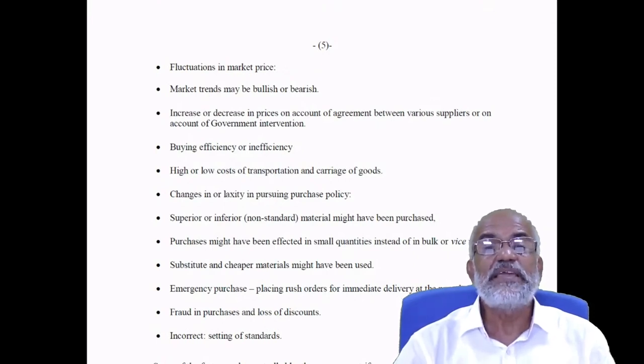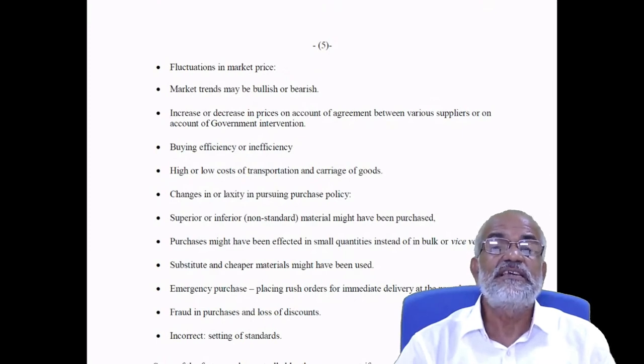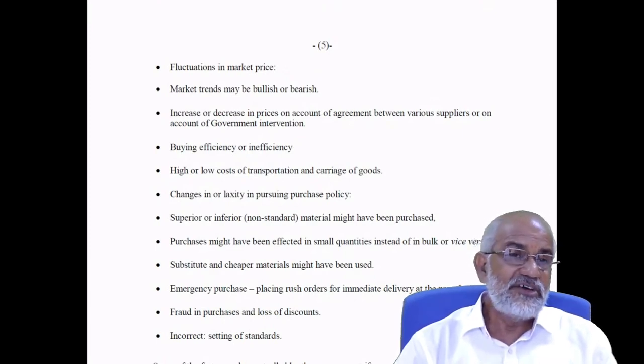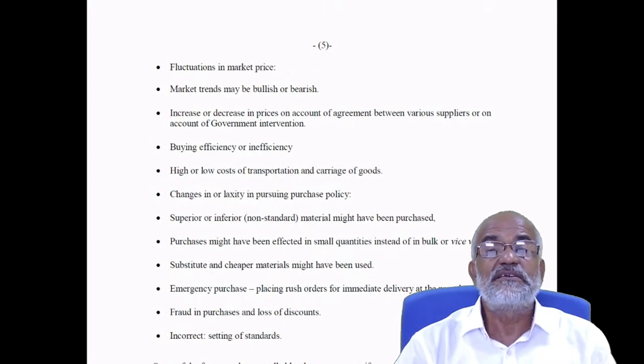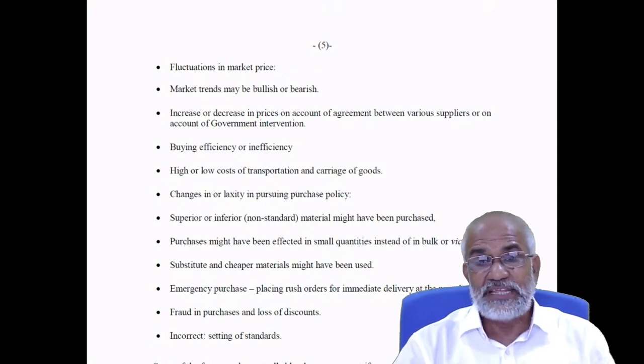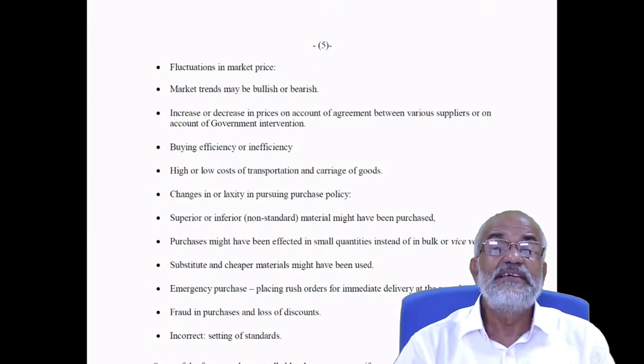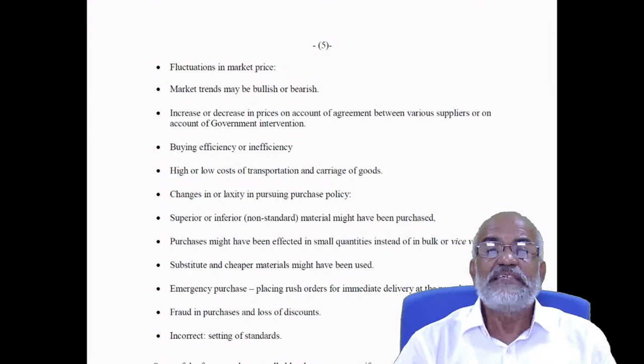The next reason is buying efficiency or inefficiency. If the buying efficiency or inefficiency of the customers either increases or decreases, it will have an impact on the direct material price variance. The next reason is high or low cost of transportation and carriage of goods. When there is variation in the transportation cost of the goods carriage inward, that will also result in direct material price variance.